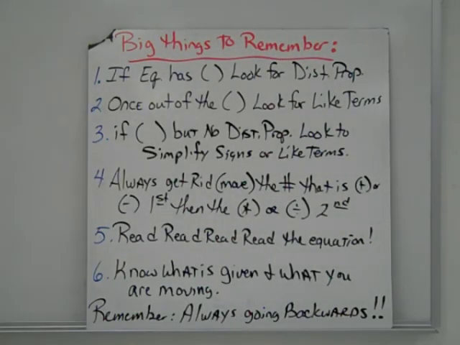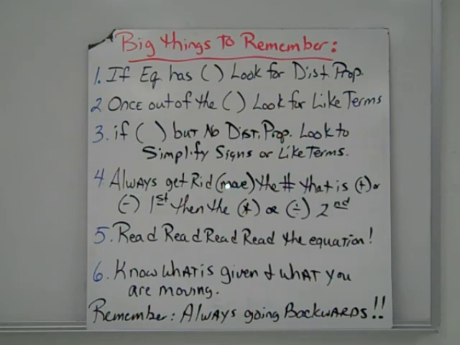Last thing are just keys. Some big things to remember. Again, if you have equations, look for distributive property first. Once you're out of the parentheses, then we look for like terms. If it does have parentheses, but there's no number on the outside of the parentheses, that means that there's no distributive property. We need to look for simplifying our signs, because there may be 2 signs in front of the number, or you have like terms right off the bat.